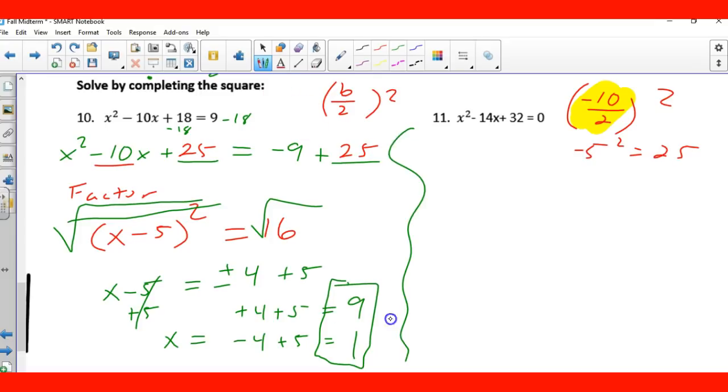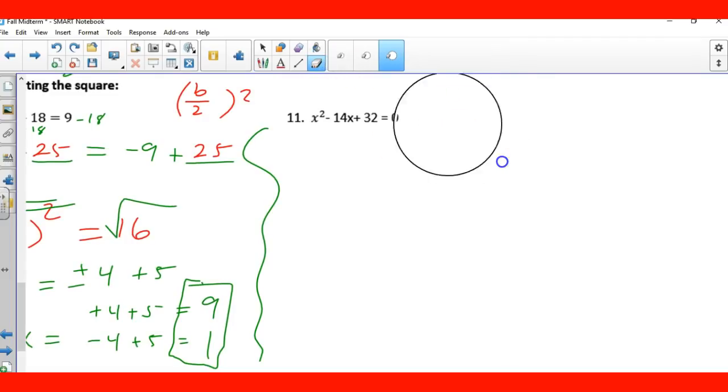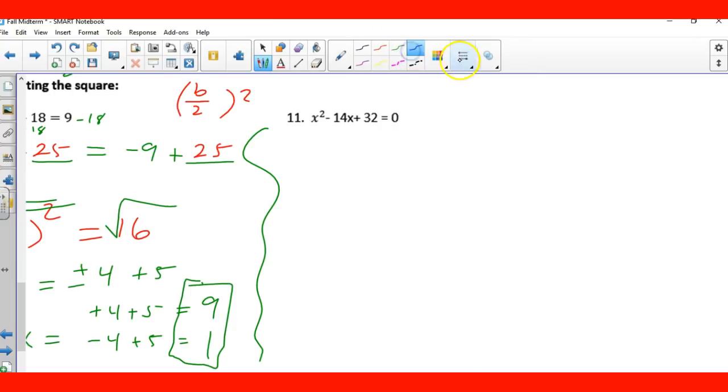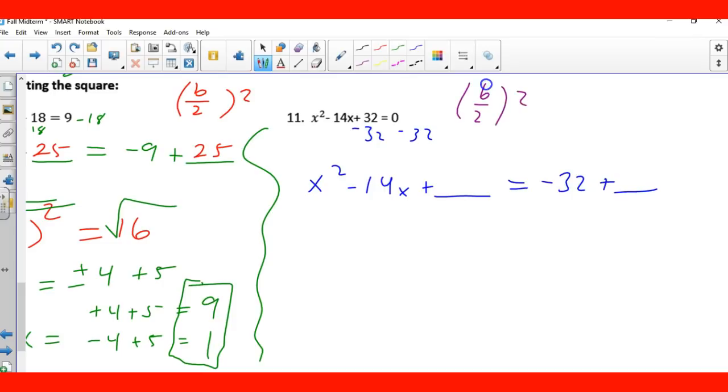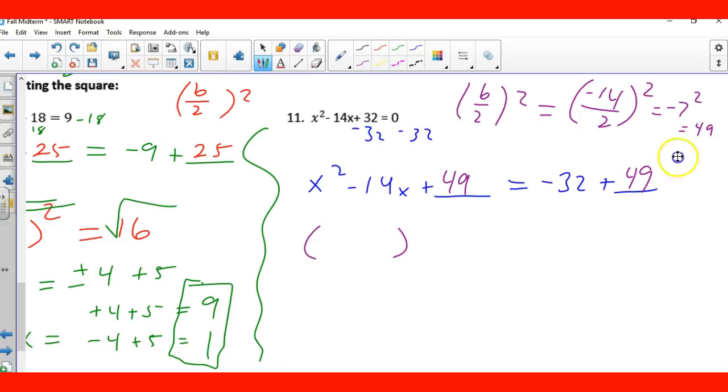Alright. Let's jump to this other side. We're completing the square. On this side, right here, complete the square. Subtract 32. So you have x squared minus 14x plus a space equals negative 32 plus a space. Now, we have to use the equation b divided by 2 squared, and in this case, that's going to be negative 14 divided by 2 squared, which is negative 7 squared, which is 49. Okay. Now again, factor this left side. Remember, right here, divide that. Negative 14 divided by 2 is negative 7.